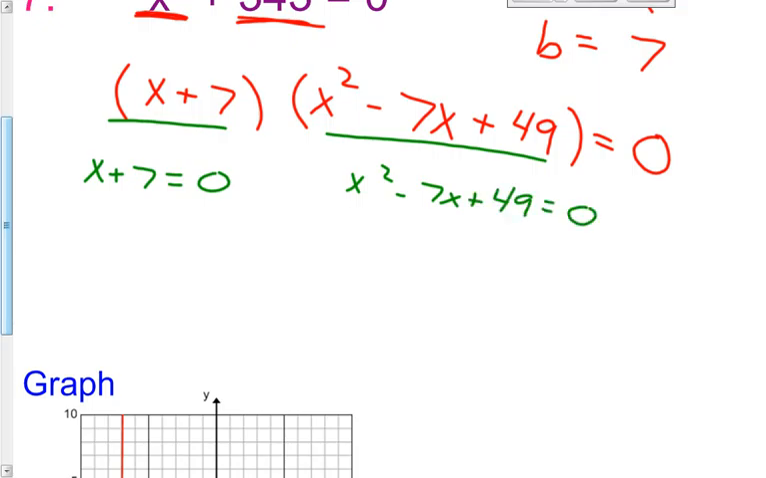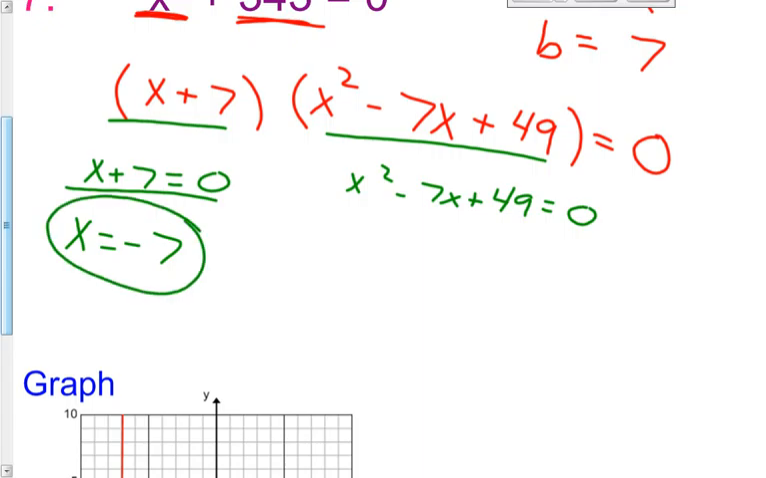We'll do the easy one first. This one we can take care of very, very simply. X equals negative 7 when you subtract 7 from both sides. So there's one of our answers. Class, the next one, when we do the sum and difference of two cubes, this trinomial here can never be factored. So don't even try, it's impossible.